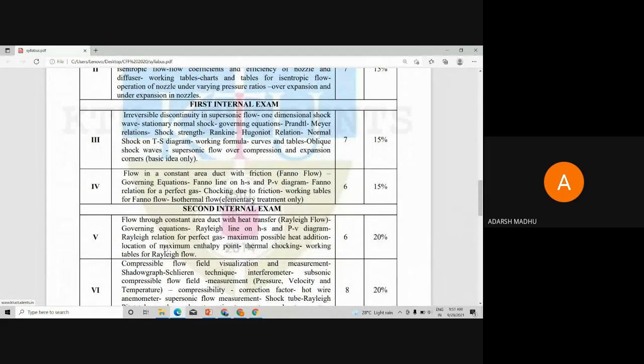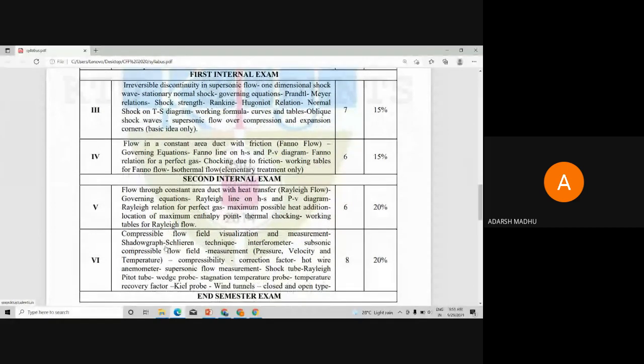Fanno flow means flow in a constant area duct with friction. It is known as Fanno flow. There is a page in your data book dealing with Fanno flow. If it is Fanno flow, you just take that page, take the readings, and do the problem. The modules four and five are very simple. The fifth module deals with Rayleigh flow, just the opposite of Fanno flow, that is flow through a constant area duct with heat transfer without friction. The first one is with friction, the next one is without friction.